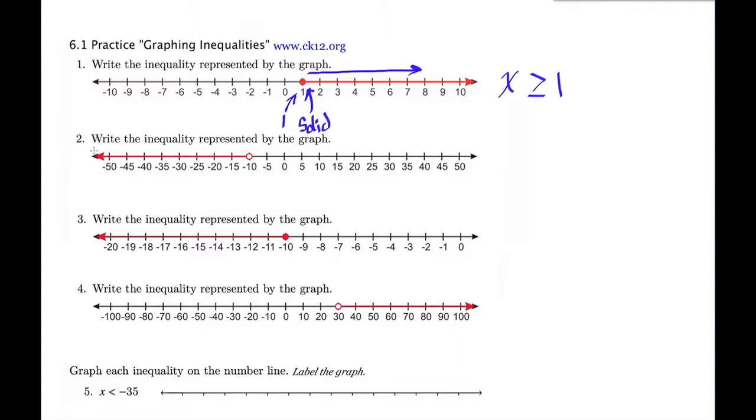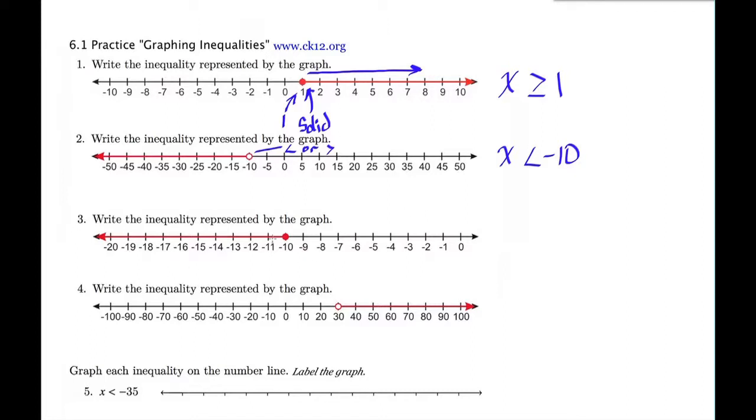Okay, so the next one, number 2, write the inequality represented by the graph. This is an open circle, so that means we're going to use a less than or greater than sign for this. And in this case, it's all values less than -10, so we're going to use the less than sign. So I can say that x is less than -10.